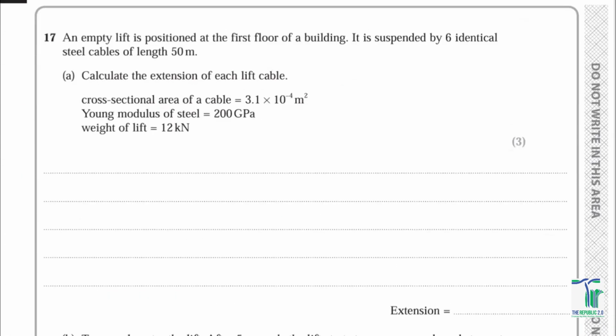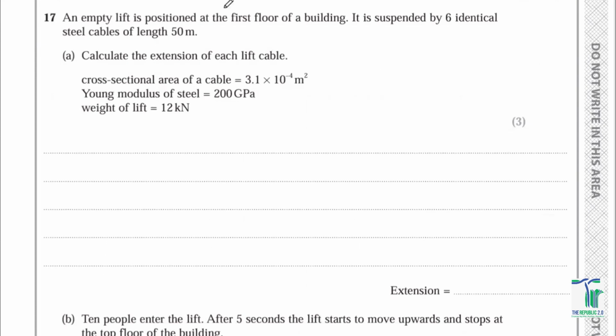In question number 17, a lift is positioned at the first floor of the building. It is suspended by 6 identical steel cables of length 50 meters. Calculate the extension in each of the lift cables. Extension means we need to calculate delta x. The cross-sectional area of the cable is given. The Young modulus of the steel is 200 gigapascals. And then we have the weight of the lift as well. So how can we calculate the extension if we have a strain? But the thing is that we do not have the strain, and if we do not have the strain, we cannot calculate the extension.